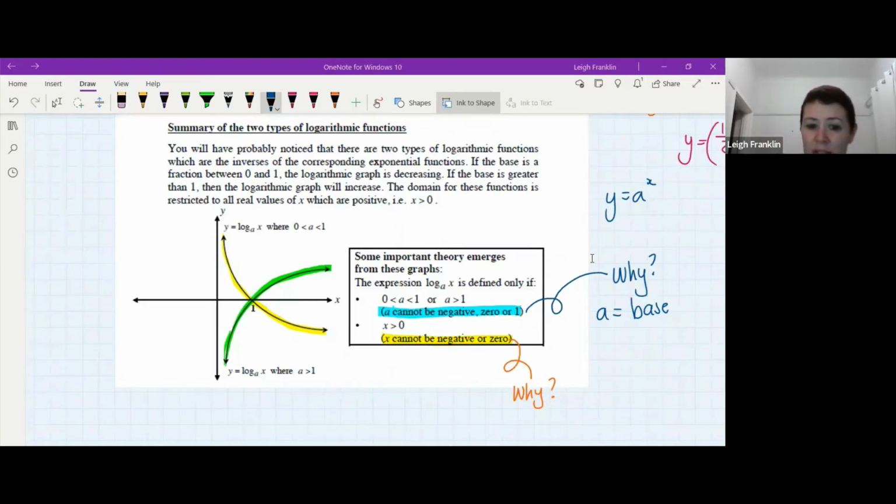The other thing that is important to note here is that x has to be positive. So x cannot be negative or 0. What's the reason behind that? Again, it goes back to understanding exponents. So in other words, if I take base 2 and I raise it to -7, can I get a negative answer?